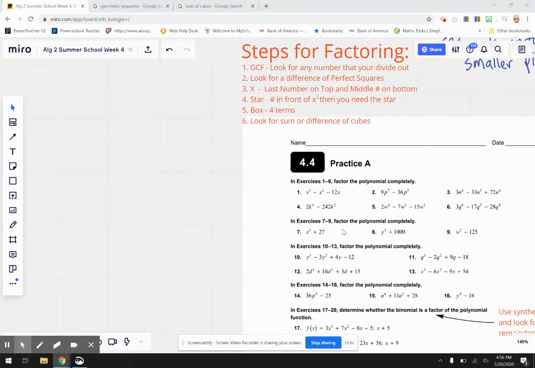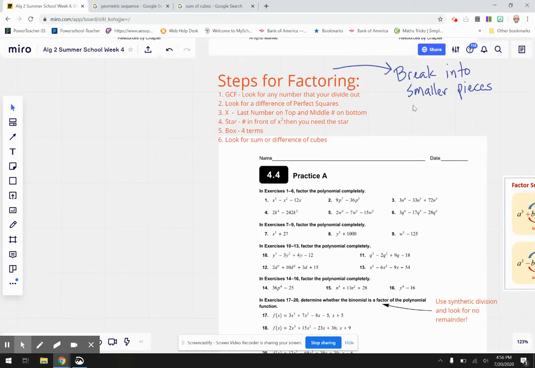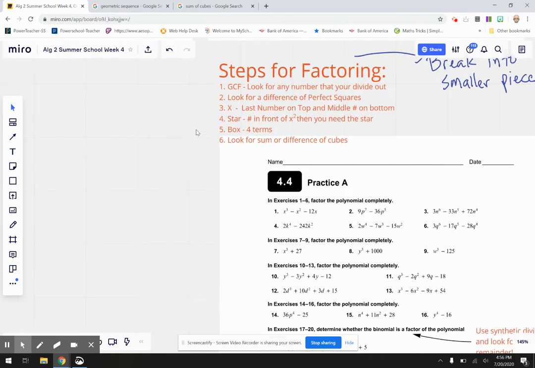Okay, here's a video for 4.4 practice A, and this is a section on factoring. There's quite a bit in factoring. There's quite a few things that you've got to look for, and we've built on these since Algebra 1, so the last few we're working on are new to Algebra 2, but it's a good recap. There's like 6 things that you should always look for when factoring, and factoring just really means to break something into smaller pieces so that it's easier to manipulate, easier to solve. So that's what we're going to do.